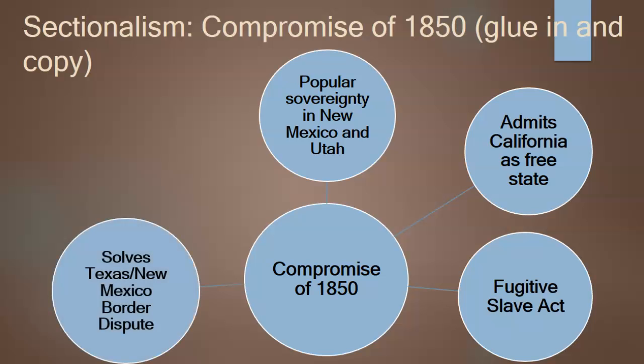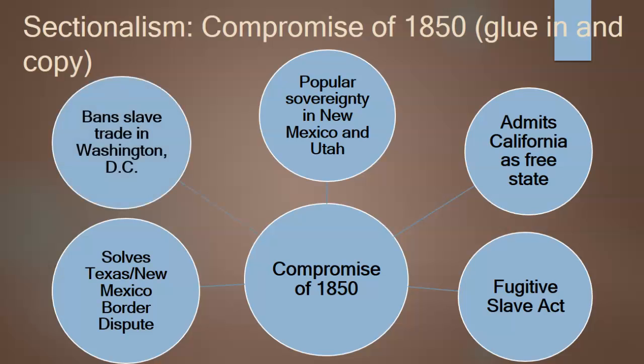It's also going to solve the Texas and New Mexico border dispute. Those two new territories could not agree about where Texas's territory ended and where New Mexico began. And so if you look at a map of New Mexico and Texas, you can see there are very straight lines dividing New Mexico and Texas, and this is the reason why. And it also banned the slave trade in Washington, D.C.